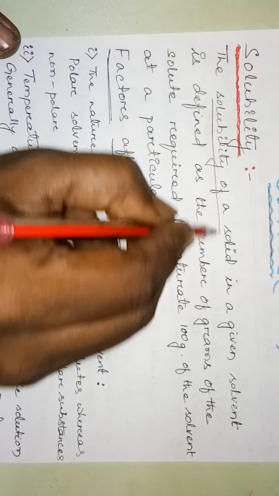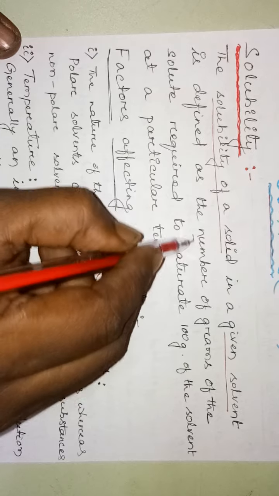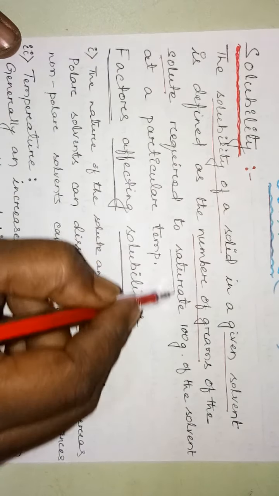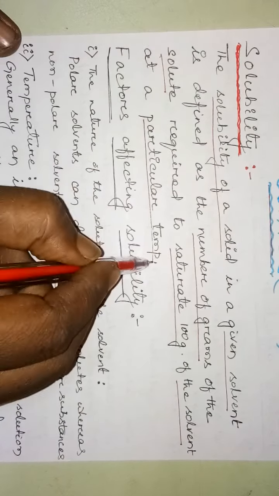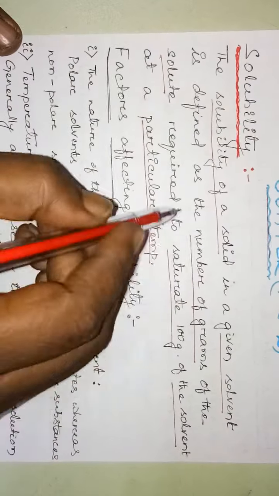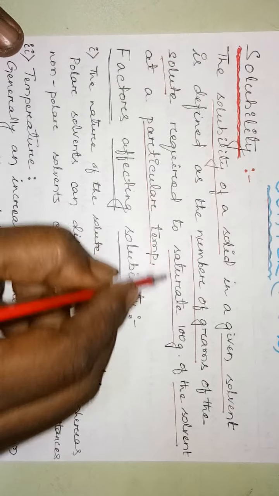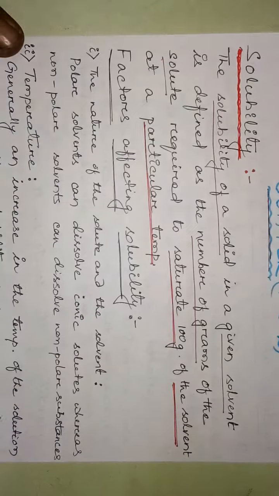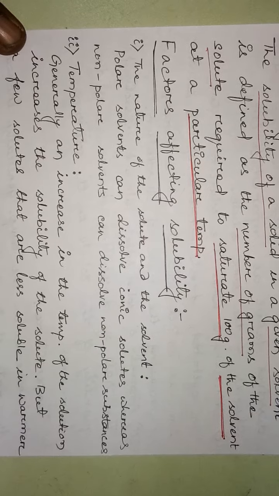The solubility of a substance in a given solvent is defined as the number of grams of the solute required to saturate 100 grams of the solvent at a particular temperature. So you have to remember the definition of solubility. It is the number of grams of the solute required to saturate 100 grams of solvent at a particular temperature. Clear? Now, what are the factors which affect the solubility?